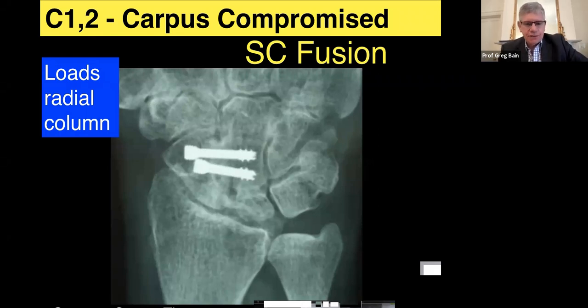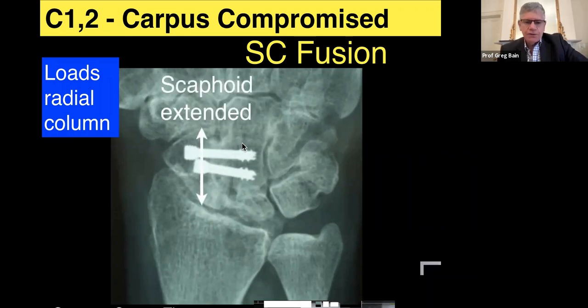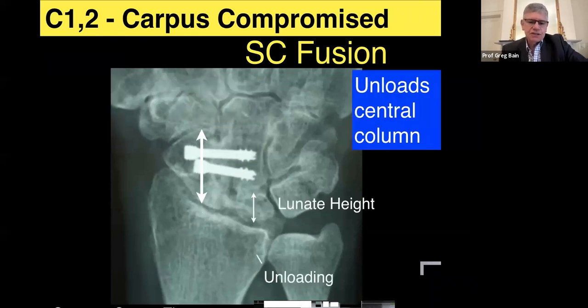The concepts of scaphocapitate fusions are very much the same as what we understand for STT joint fusions. And as a consequence of the trapezoid and capitate all being together, the scaphocapitate fusion does tend to provide stability through the carpus. What we get with the scaphoid being extended, so it's important to do that with this type of fusion, is loading through to the lunate, to the scaphoid facet. We can see the sclerosis. And it's interesting to see that the lunate height has been largely maintained, and we get this unloading area here. So all the loading is now going through the radial column.